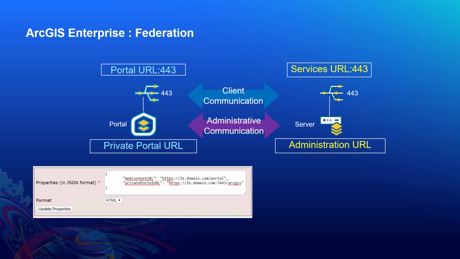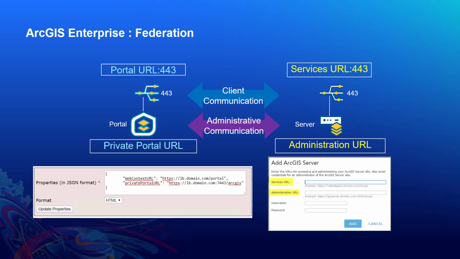In order to configure the portal and the deployment to use the URL that you're interested in using, you will do that through the properties, so system properties for Portal. In order to ensure the federation uses the correct URLs, you'll configure the services URL and administration URL appropriate for the traffic pattern that you need to configure.